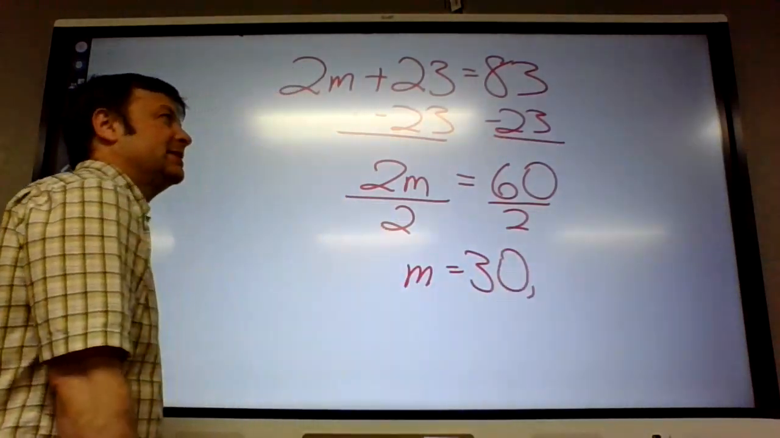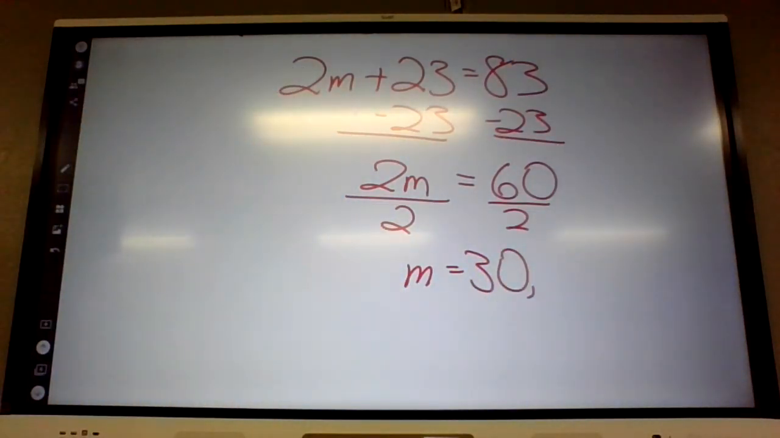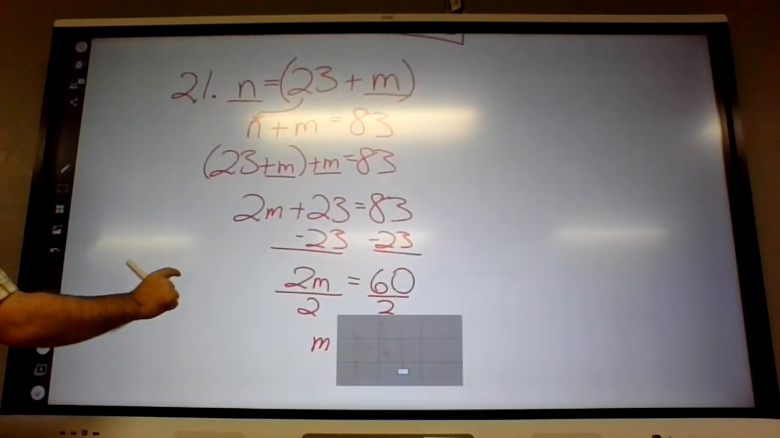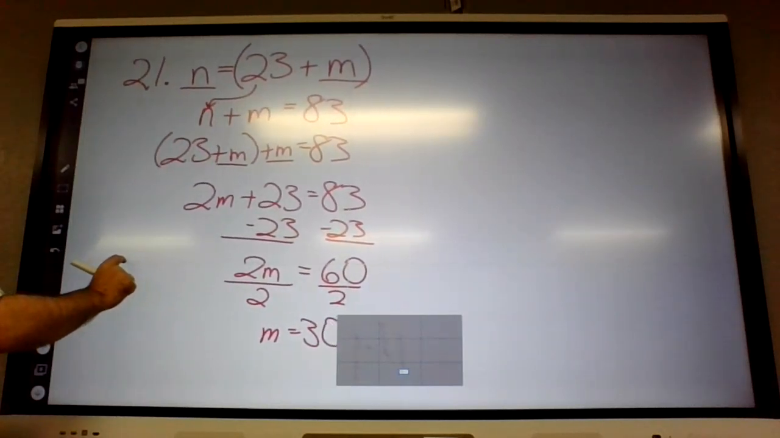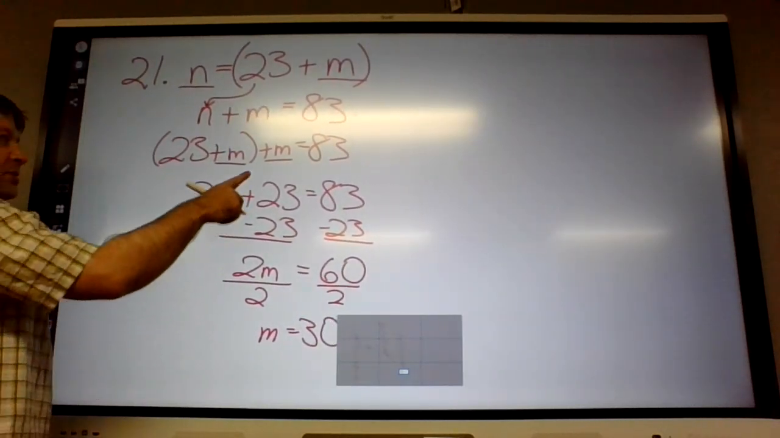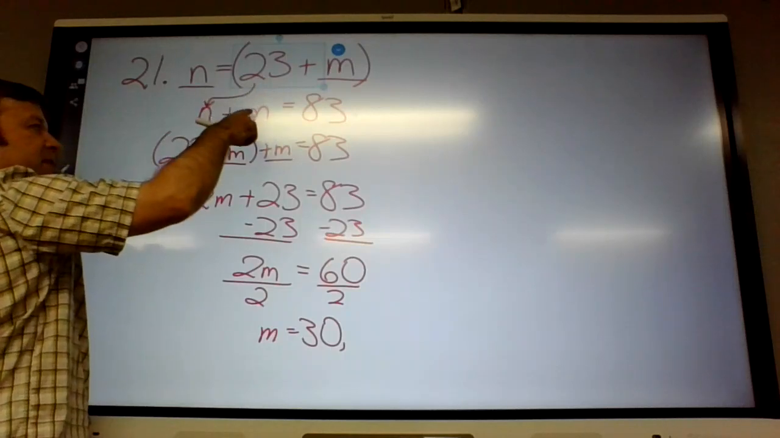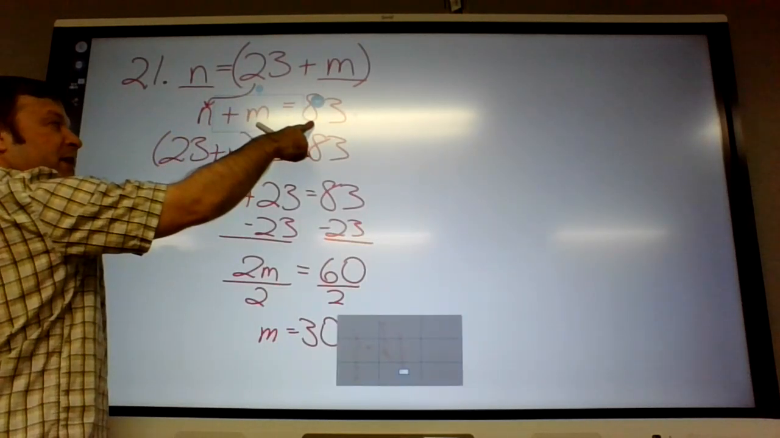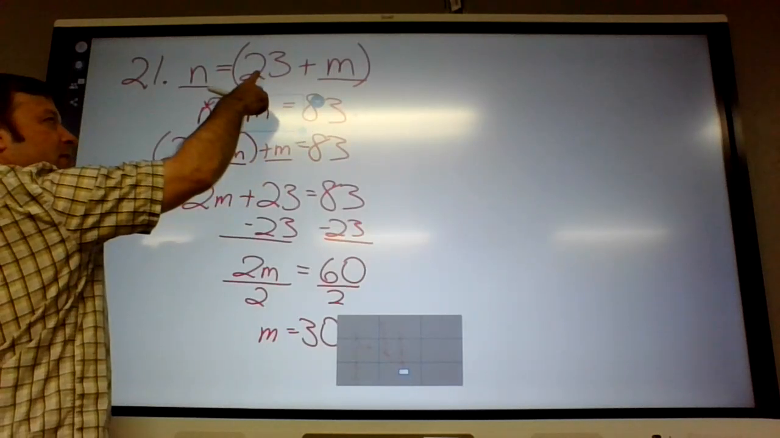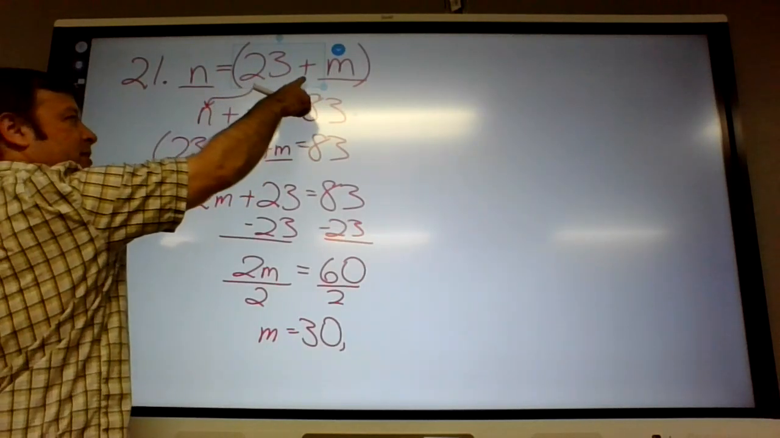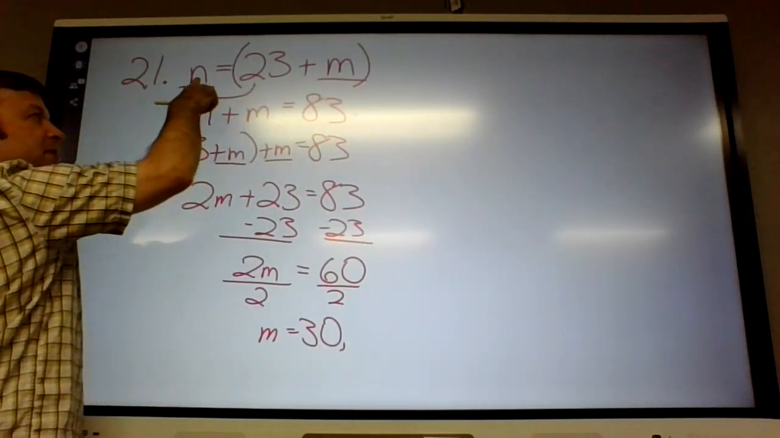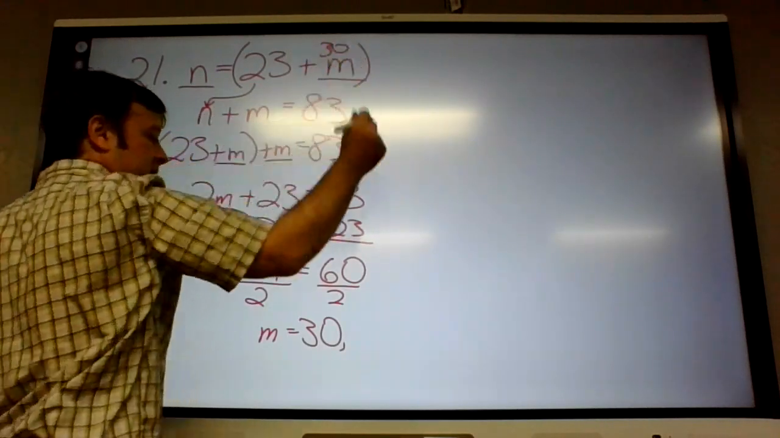However, remember there were 2 numbers, m and n. So how would I find the second number? m plus n equals 83. Okay, yes, m is 30. We could use either of these equations. 30 plus n equals 83, and you could solve that for n. Or, this one looks a little easier, 23 plus 30 would give us n. So 23 plus 30 is 53.